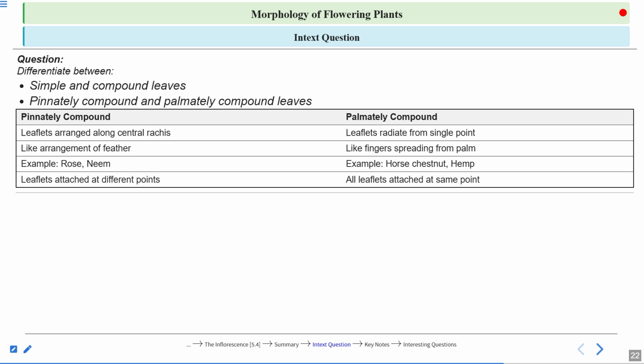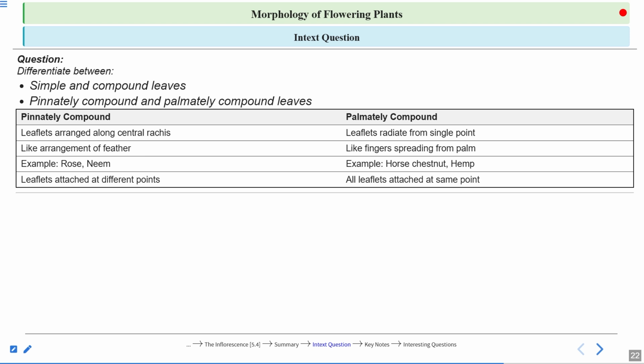Pinnately compound leaves, here the leaflets are arranged along the central rachis. So leaflets are present all along the central rachis. Let's talk about the palmately compound leaf. Here the leaflets arise from a single point, like the palm of your hand. It is like a palmately compound leaf. The fingers are arising from a single point.